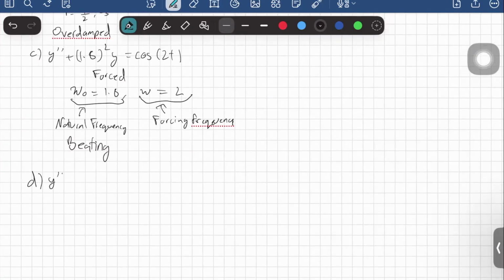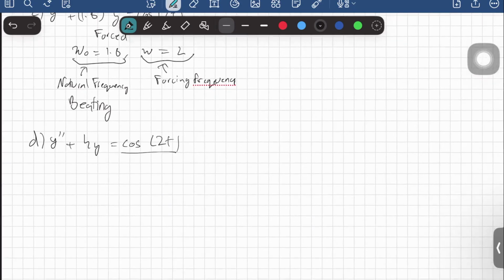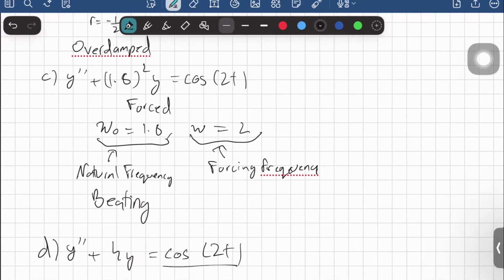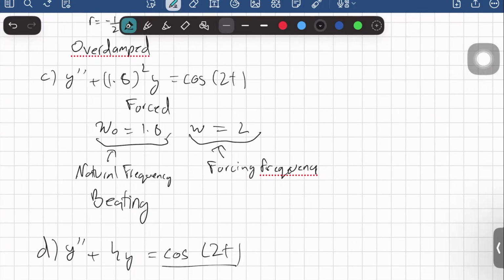So y double prime plus 4y equals cosine of 2t. Again, we know that the equation is forced because our RHS is not equal to 0. And right now what we're going to do is find omega naught. If you can see, previously whenever we were finding the natural frequency, we had to take the square root of the y value given to us. But since the value was already given in a squared form, we just took the original value that was 1.8.